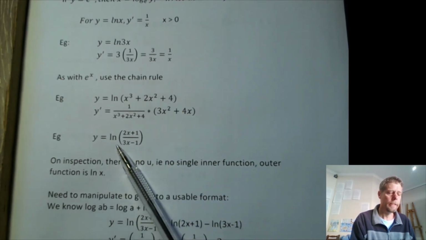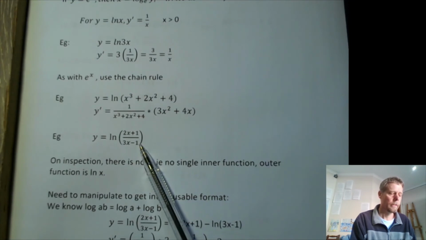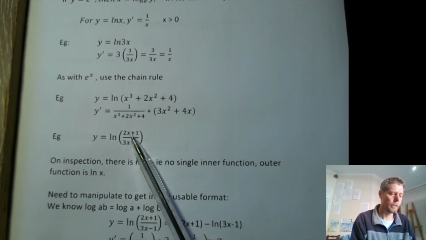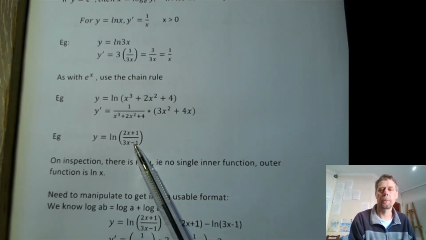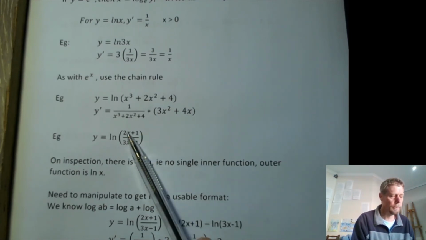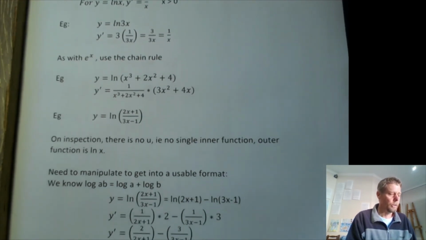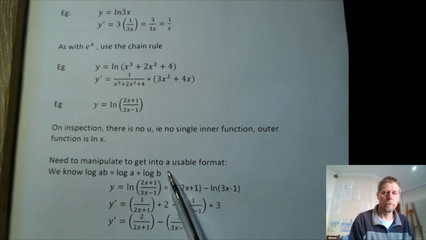Here's another example. Y equals ln of 2x plus 1 over 3x minus 1. Do you see that there's no u here? One would be tempted to put 2x plus 1 as a u, but then you can't express y fully as u. What about the 3x minus 1? You need to express y fully in terms of u. So this becomes difficult now. How are we going to do this? So there's no single u. So we need to manipulate this to get it into a usable format.